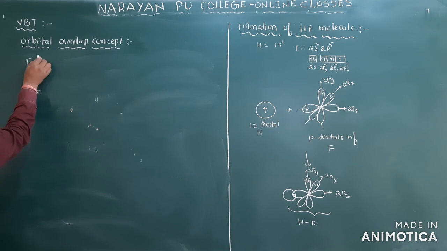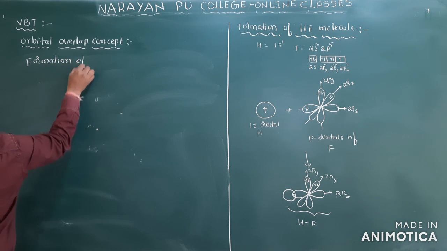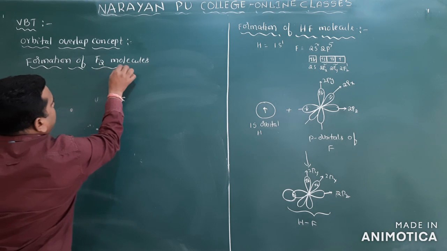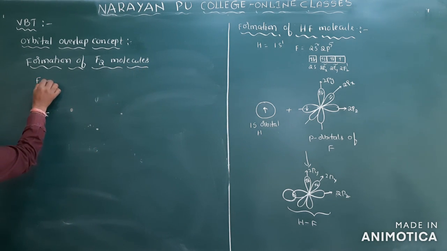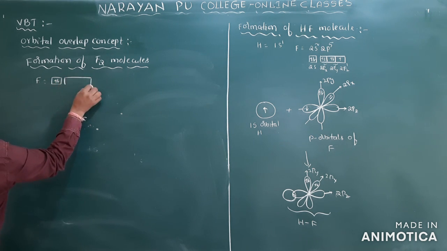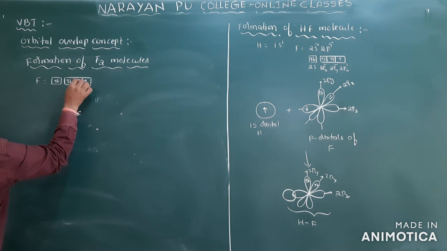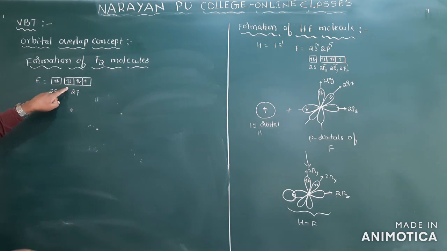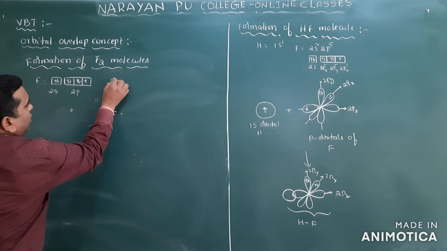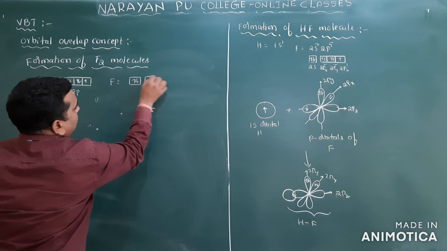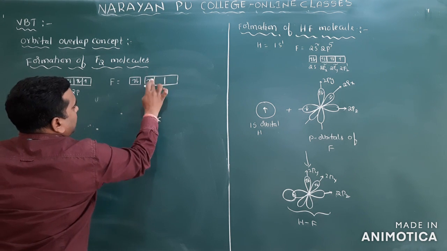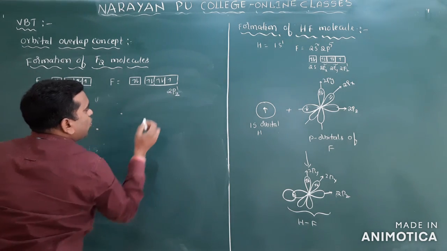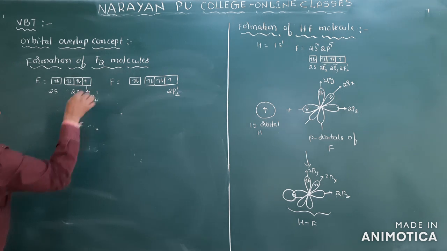So next one is the formation of F2 molecules. Same here also. F2 means one and one. I already mentioned one fluorine has 2 electrons in the 1s and 2, 3 more, meaning 5 electrons in the second shell. So here 2s and this is 2p. 2p means 2px2, 2py2 and 2pz1. Another fluorine you can write in the same way, with the same atomic configuration. So here 1, 2, 3, 4 and 5. In this one 2pz has 1 unpaired electron, and here 2pz also has 1 unpaired electron.